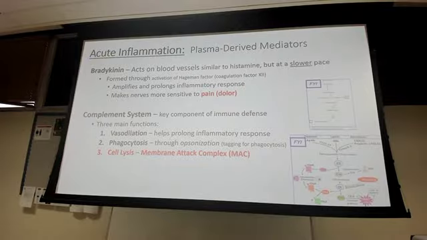And then finally, we have the membrane attack complex. That's essentially where our complement proteins come together and punch a hole in the cell membrane of whatever's causing this issue. By punching a hole in that cell membrane, it's going to cause that cell to lyse and die, and then allow our white blood cells to come and eat the rest of it.